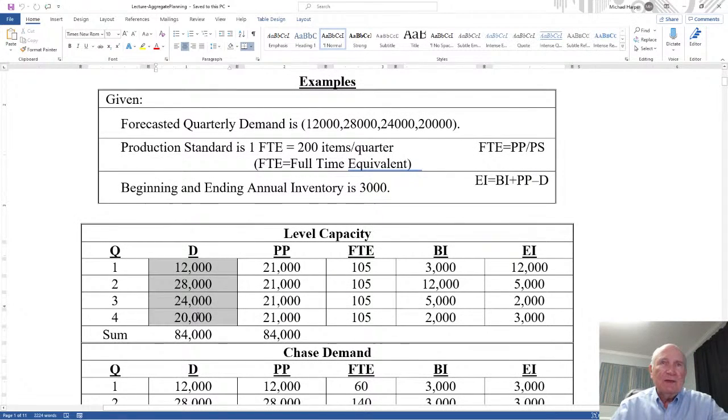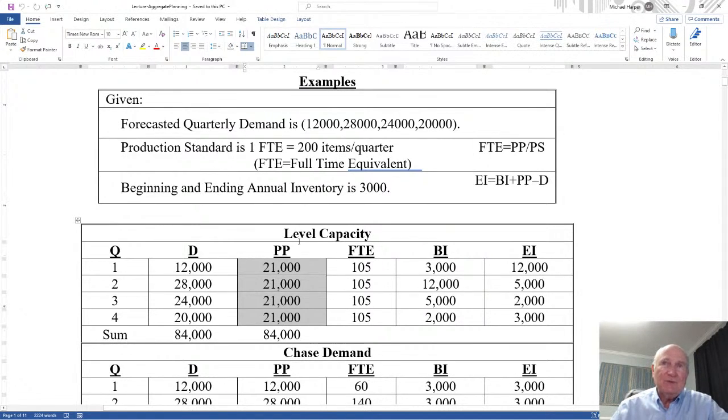Okay, here's my demand. Now, if we want a level capacity pure strategy, a description of a level capacity production plan is to take the total demand, divide by 4, because there are 4 quarters, and we have 21,000 every quarter. So the annual production equals annual demand. And notice our production is level. So this is not a definition of level capacity. This is a description of a simple level capacity production plan.